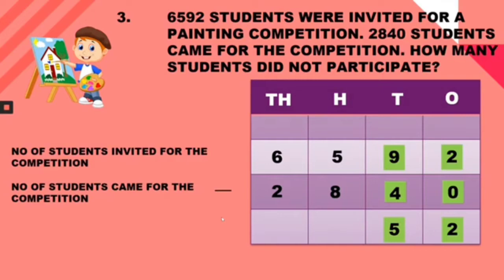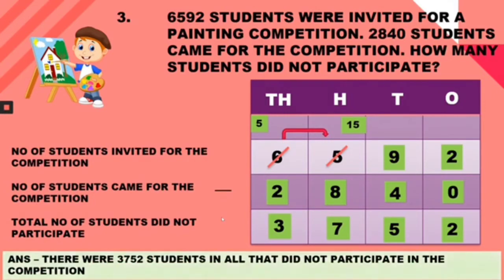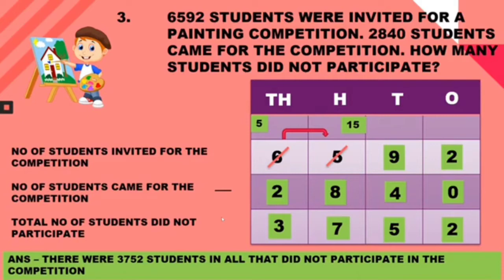Now, 8 is greater than 5. So we borrow 1 from thousands place, leaving behind 5 at thousands place and 15 at hundreds place. So 15 minus 8 is 7 and 5 minus 2 is 3. So the total number of students that did not participate in the competition were 3,752. So your answer is there were 3,752 students in all that did not participate in the competition.